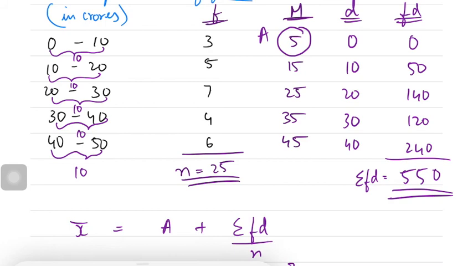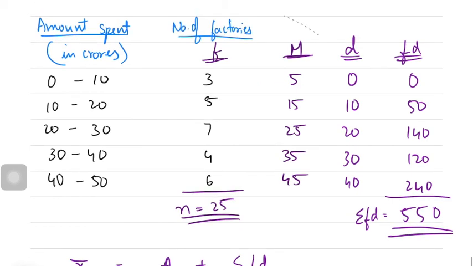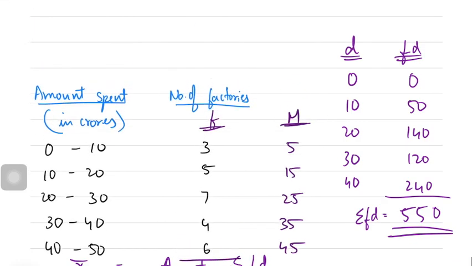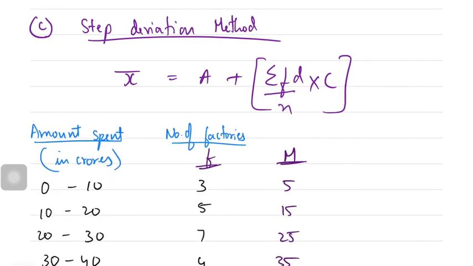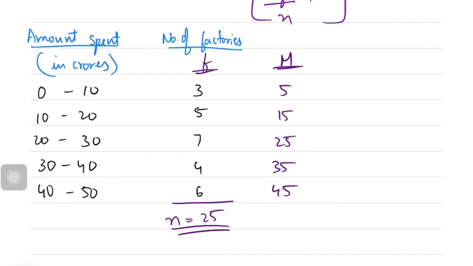I'll just take this same question again. So this is the detail which is given: amount spent and number of factories. M we computed, that is, the midpoint we computed.